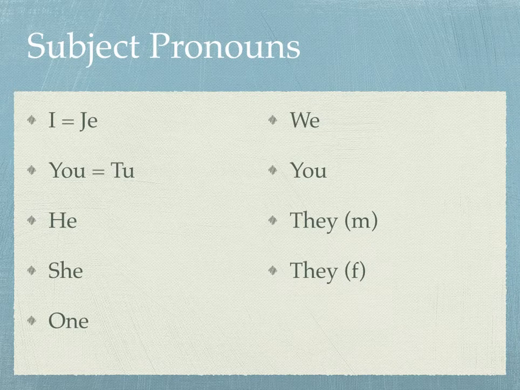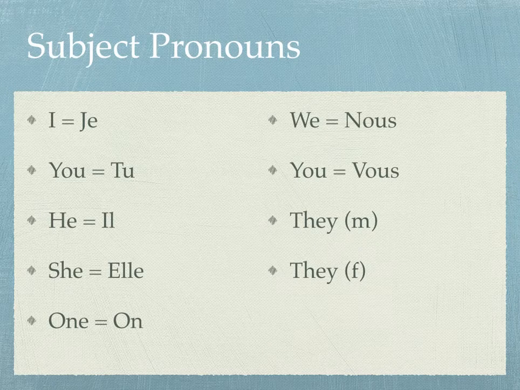Our translations, hopefully you remember these. Je, tu, il, elle, and on are our singulars. Nous, vous, ils, and elles are the plurals. Remember, we don't pronounce S's at the ends of words, so il and ils, he and they, are pronounced the exact same way. The difference is going to come in the verb itself that follows it.